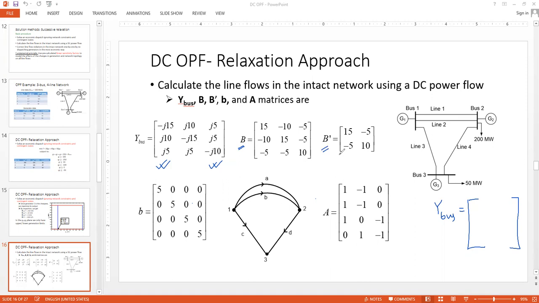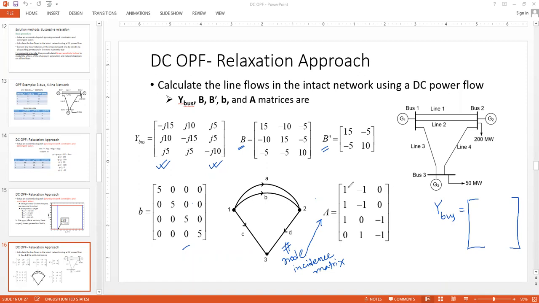Once we have this, we can also get B line, small b. This is a diagonal matrix, all the other entries are 0. So this is B line. And once we find all this out, then this is the node incidence matrix. Along this direction for the node incidence matrix, this is the graph. Using this graph also, we can find out these variables.